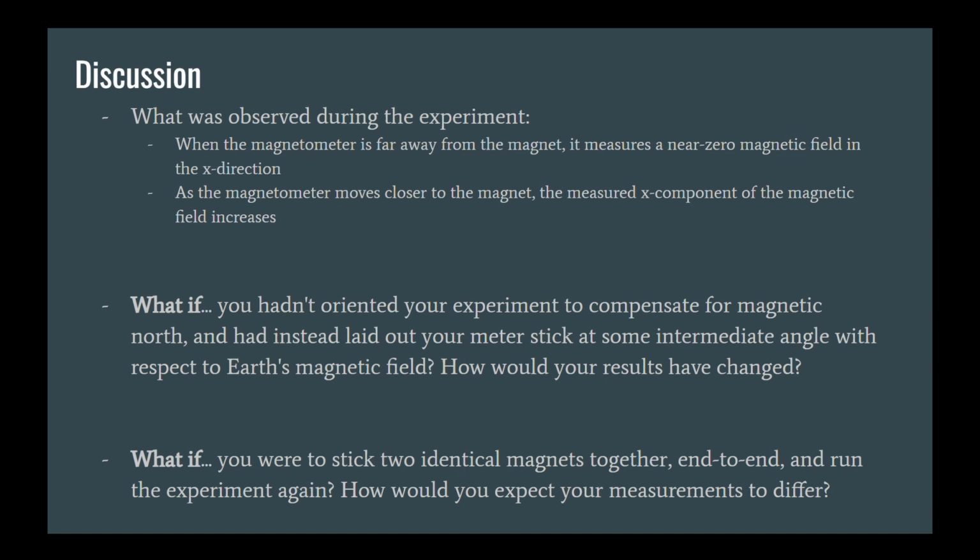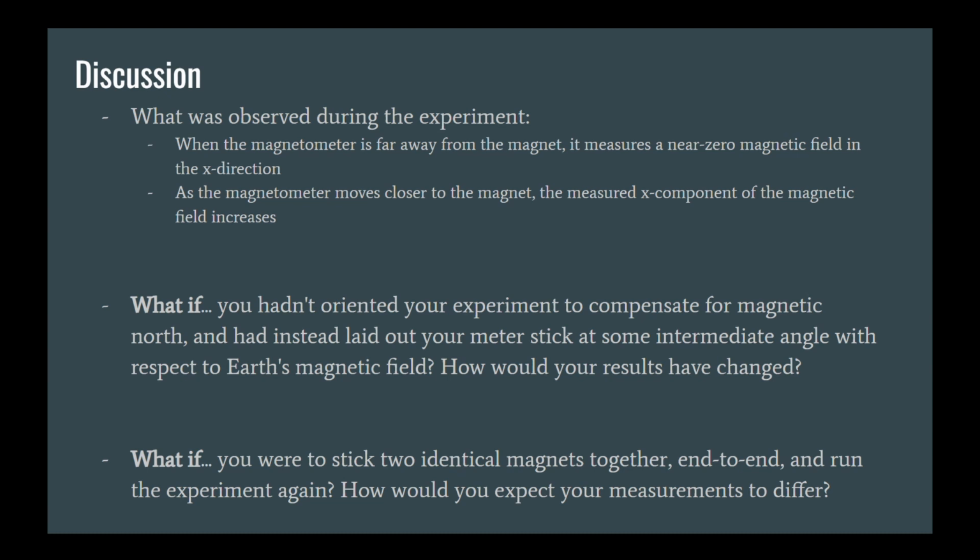So, what if you hadn't oriented the experiment to compensate for magnetic north, and instead laid it out in some intermediate angle? We would have had to compensate by taking note of the original Earth's magnetic field in the X component and subtracting that from our values that we found later on.